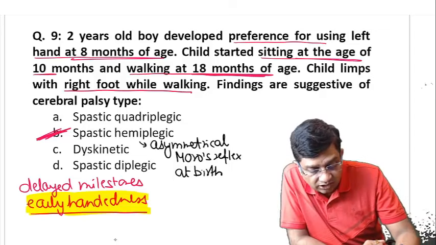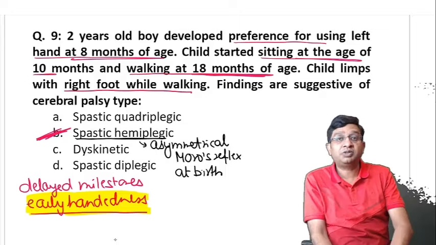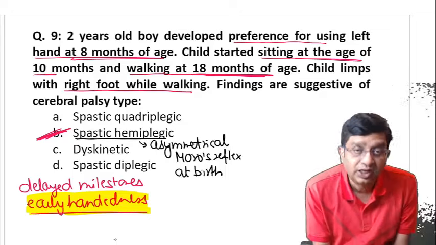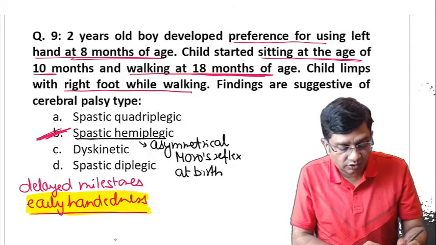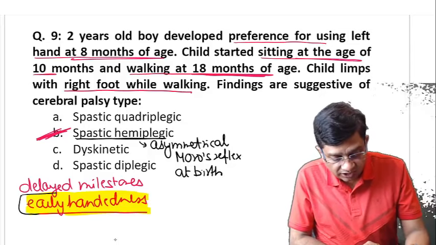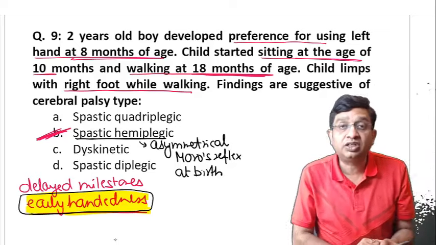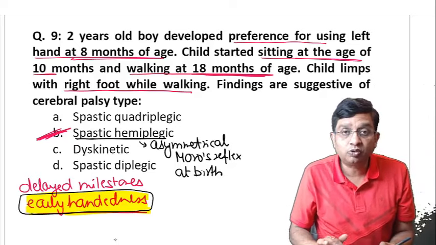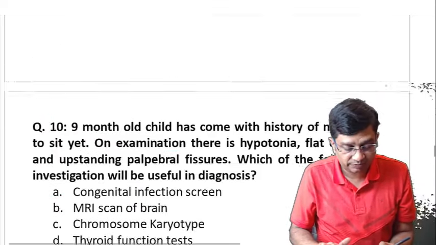So two things are here. One is spastic hemiplegic type. So we are saying is asymmetrical Moro reflex at birth, and second, there is presence of the early handedness. Simple question, you can easily remember this.